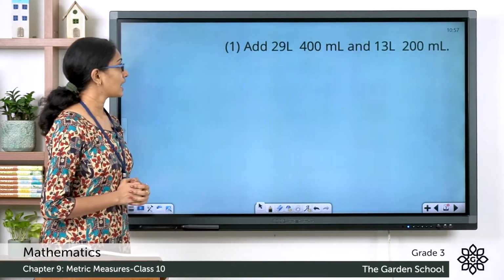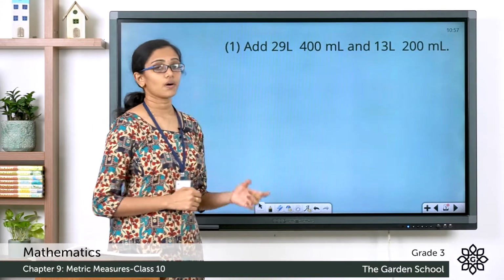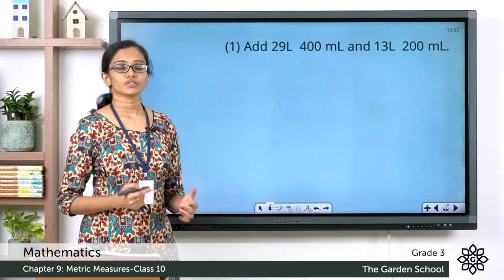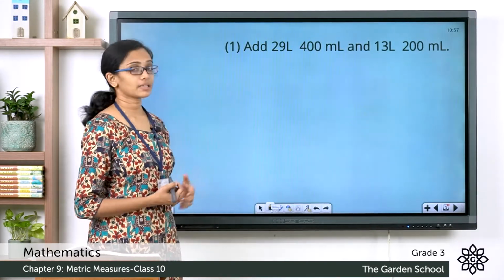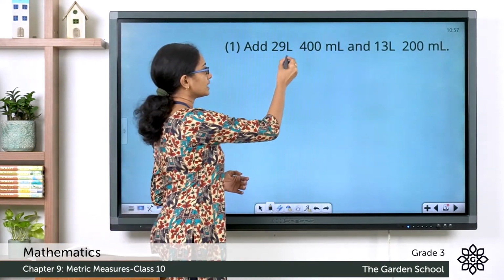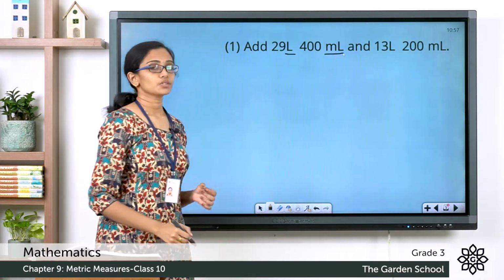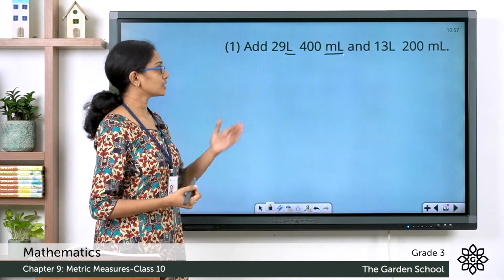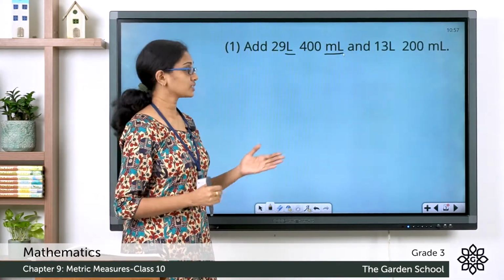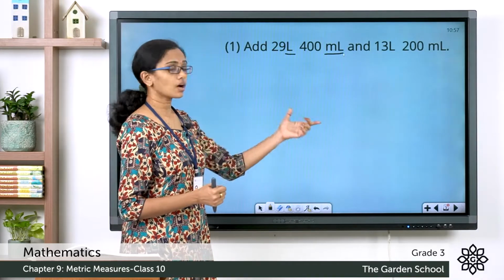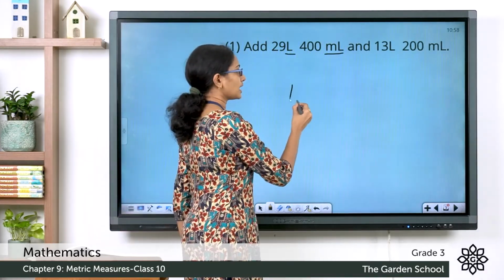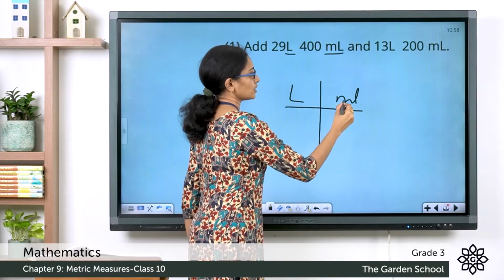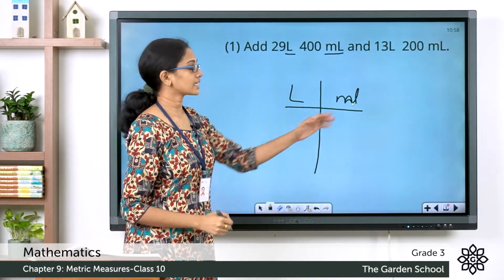The first question: add 29 liters 400 milliliters and 13 liters 200 milliliters. Here we are given two measurements of capacities. The units here are liters and milliliters. Which is the smaller unit here? Milliliters, and the bigger unit here is liters. As a first step, let's draw a grid for two columns of units, one for liters and one for milliliters. The smaller one is milliliters, so let's write milliliters to the extreme right.